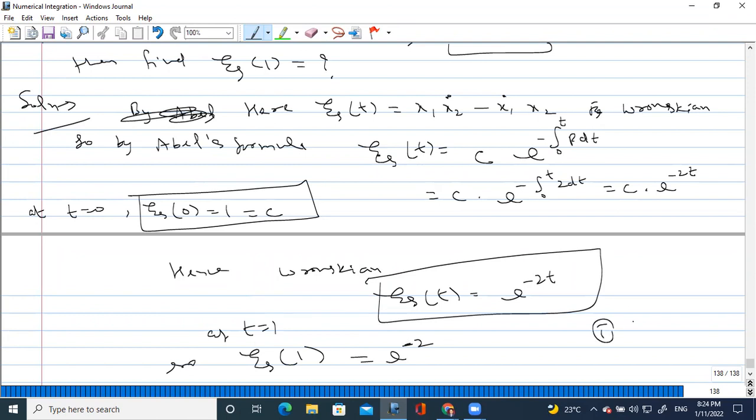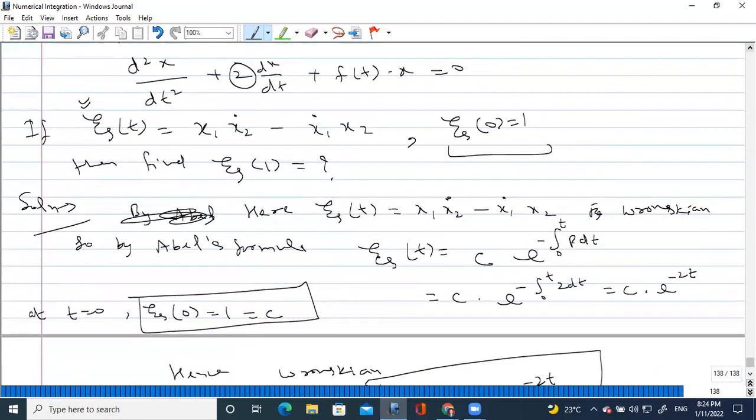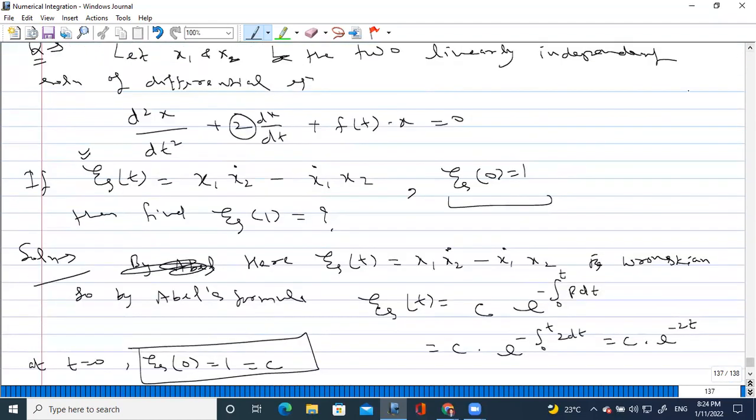And there were four options: e to the power 2, e to the power minus 2, e to the power 1, e to the power minus 1, like this. So this is the answer. So this was the 5 marks question in the NET exam. Okay, so note down this.